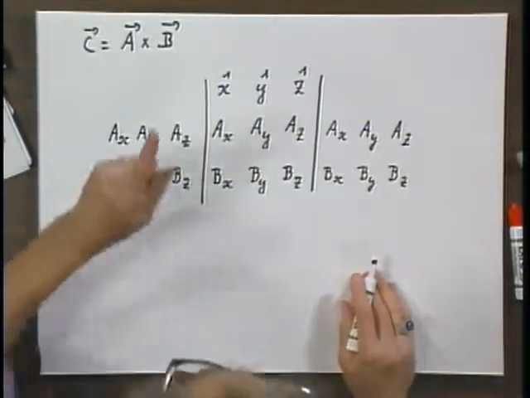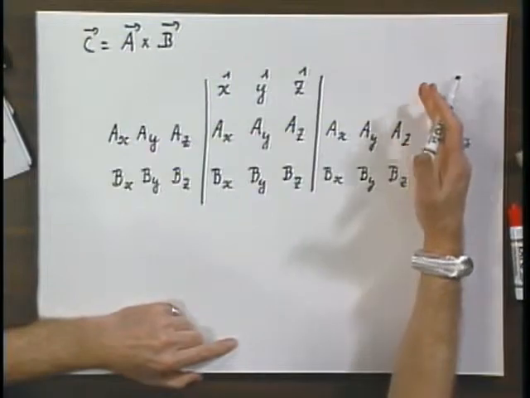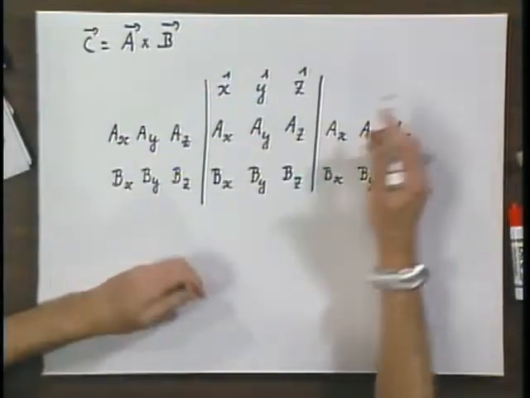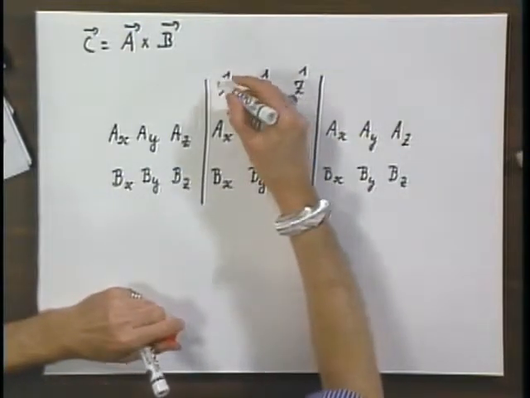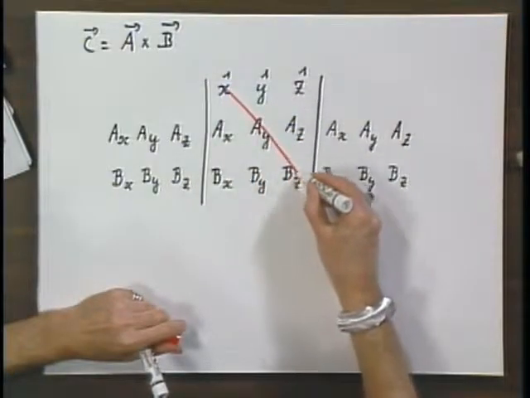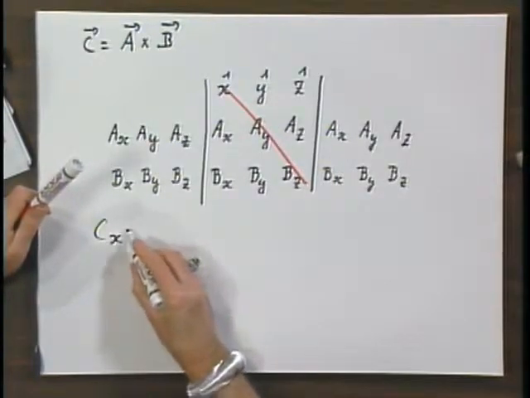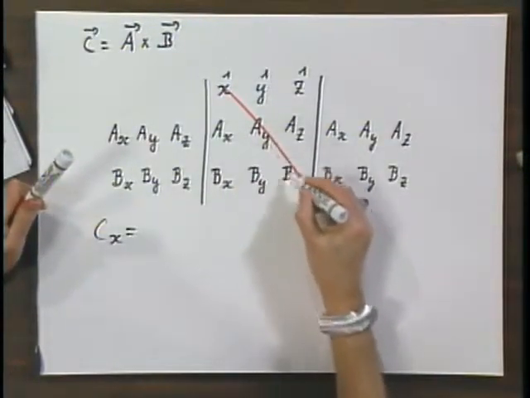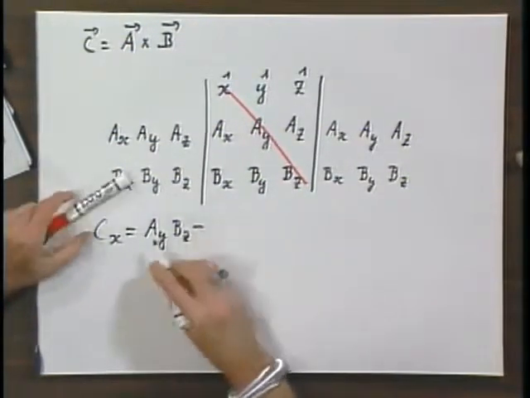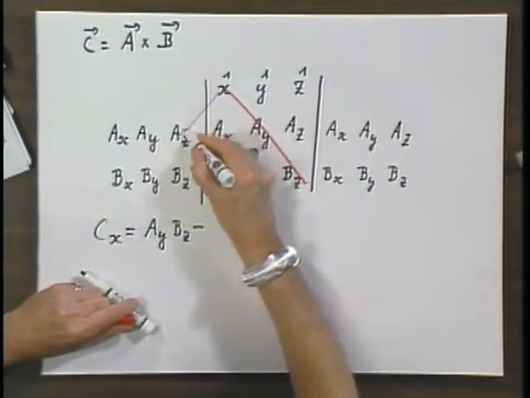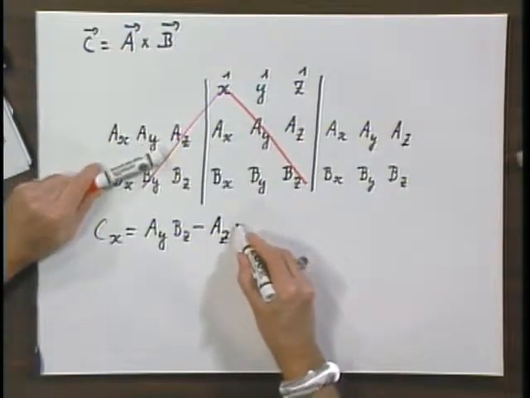Okay, be prepared now. Now comes the easy recipe for you to remember the 3 components of the vector C. And this is what I always use. I start here at the x, and I go to the right-hand corner. C of x, that's the x component, is the product of these two numbers, ay, bz, minus the product of these components, which is az times by.